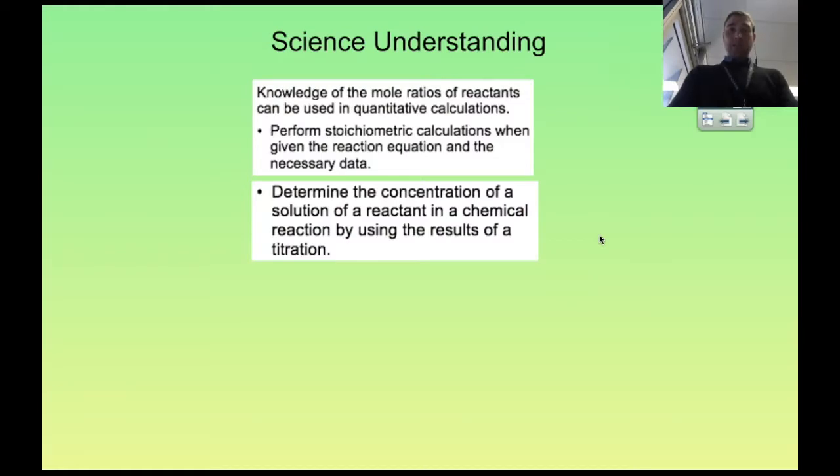So the science understanding that we're going to look at is that knowledge of mole ratios and reactants can be used to perform quantitative calculations. So perform stoichiometric calculations when given the necessary data, and determine the concentration of a solution in a chemical reaction using the results of titration. The first part, we're going to use titrations as our example of using stoichiometric ratios to help answer questions.